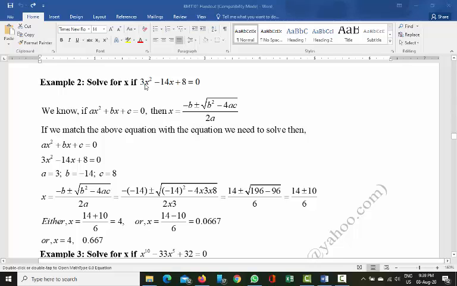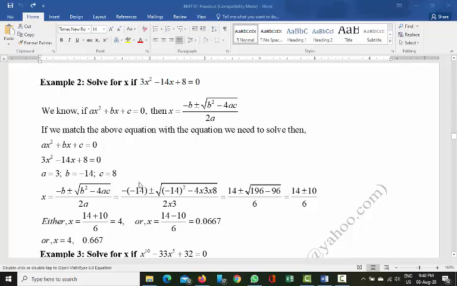So now let us solve question number 2. Here in this question we have 3x square minus 14x plus 8 is equal to 0. As I said before, the coefficient of the square term is a, so the value of a is 3. The coefficient of the only variable without the power is b, so b is minus 14, and the remaining part is c. So c is plus 8.